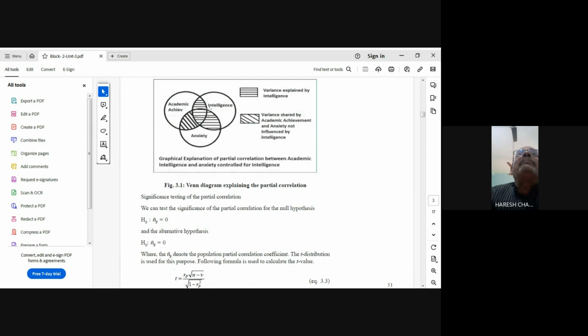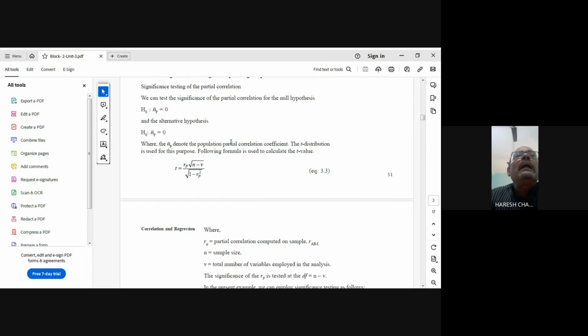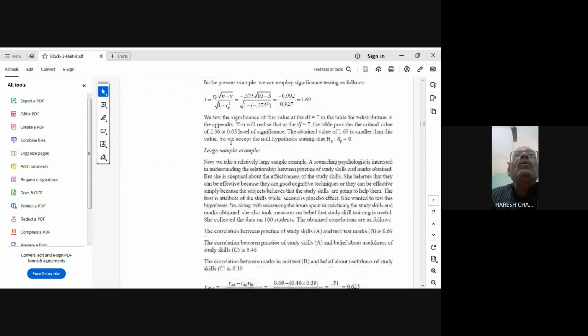Now the Venn diagram. Intelligence, anxiety and academic achievement are three areas, and you find out the correlation of this common area. Parceling out. Partial correlation.